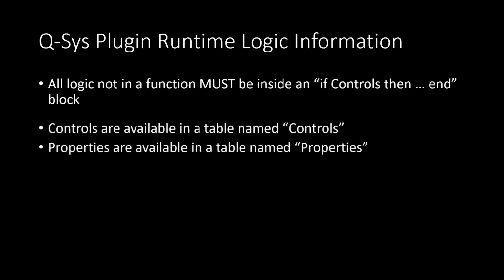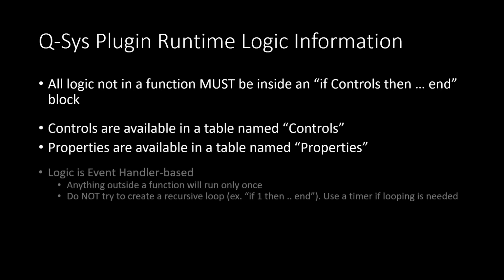The second thing is that properties and controls are now available in a table with a matching name. And lastly, logic here is event handler based. So anything outside of a function will run once during startup, and then everything else only happens during event handlers. There is no normal loop, and do not try to create a recursive loop or any sort of running loop that will just keep running over and over again, because Q-Sys will throw an error that the maximum execution time has been exceeded. If you need things to happen in a loop, what you can do is create a timer and have a function called when it elapses.